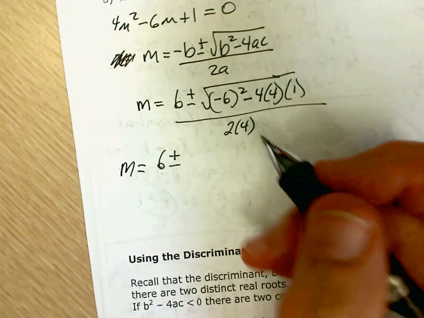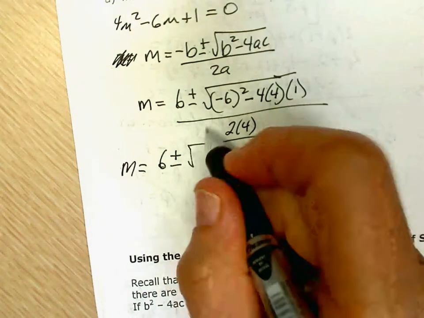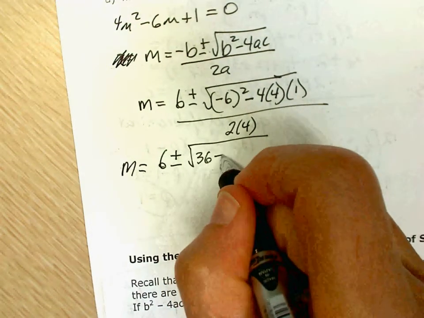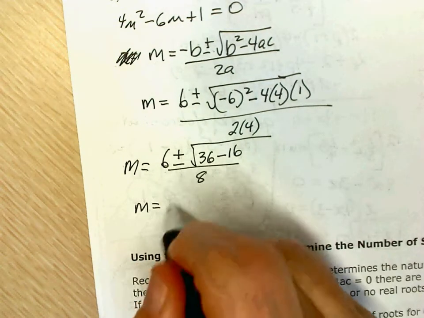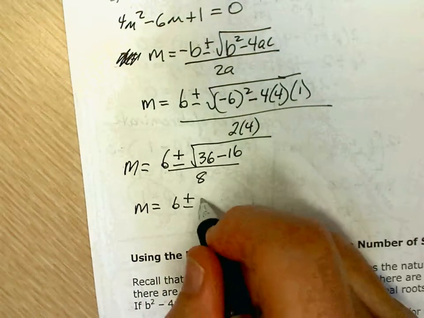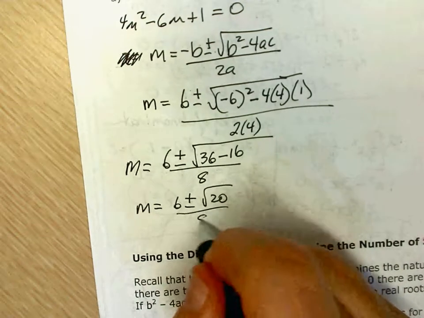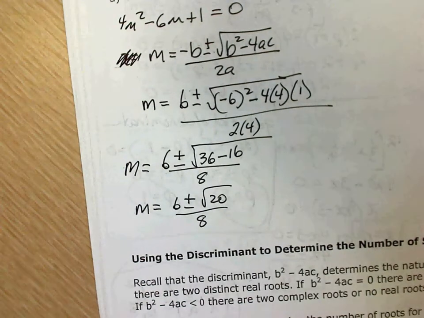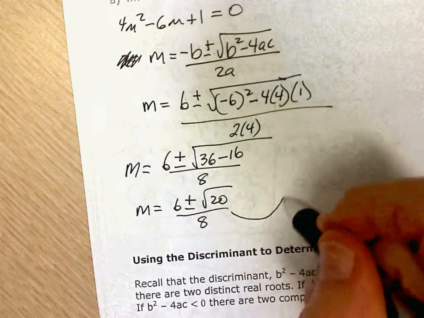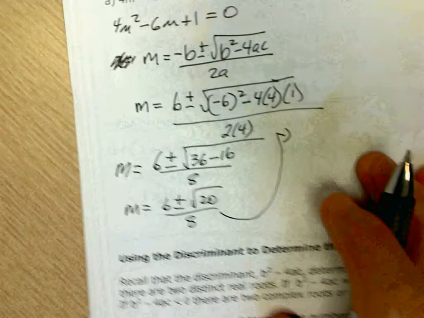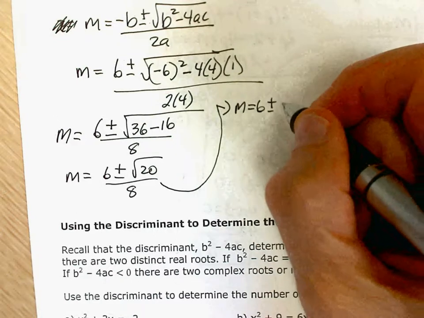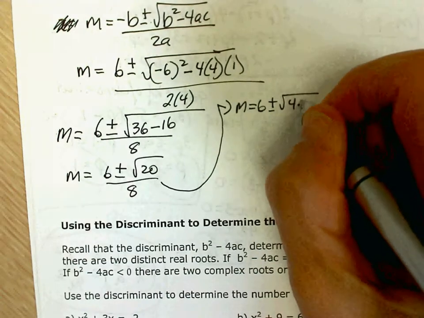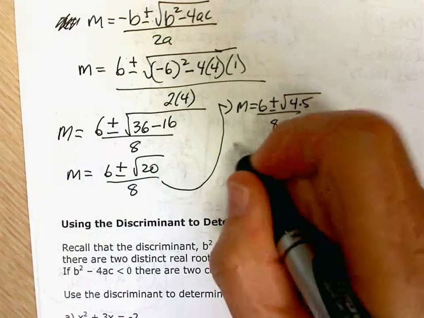36 minus 16 over 8. M equals 6 plus or minus root 20 over 8. Are we done? We have to simplify our radical. So m equals 6 plus or minus square root of 4 times 5 over 8. M equals 6 plus or minus 2 root 5 over 8.